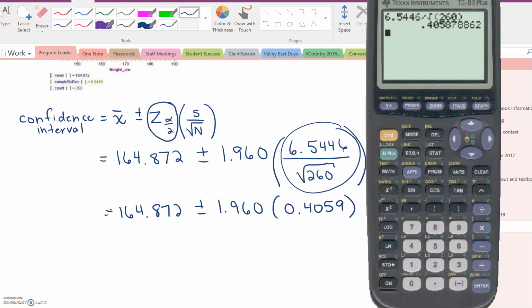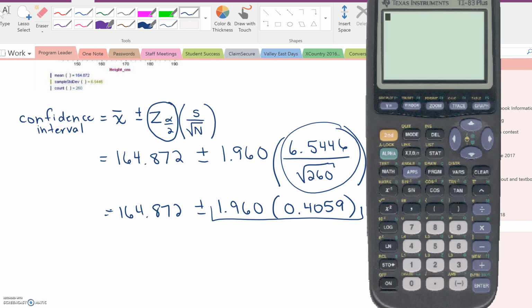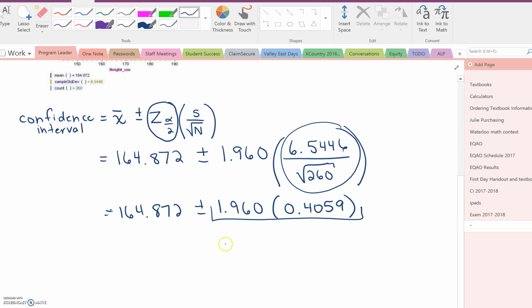So I'm rounding this to 0.4059. Do you agree with that? Yeah. Okay, so now I'm going to do my multiplication. It's just basic math. So I'm going to multiply 1.960 times 0.4059. I get this. Agree with that? Yeah, that's what I got. Okay.